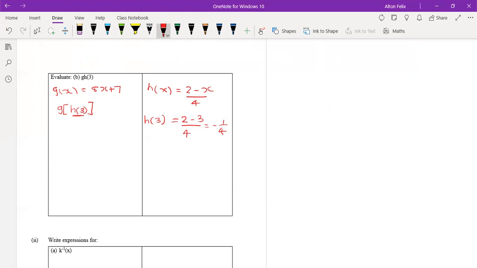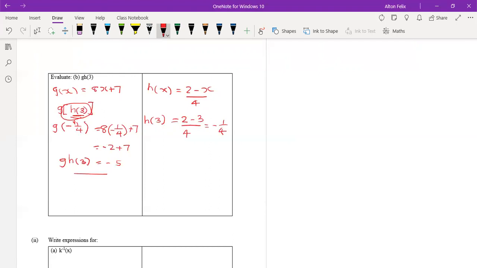Right, and now we ask to find what is g of negative 1/4. Remember, this answer we just worked out to be negative a quarter. So we're going to put negative a quarter into the g function. This becomes 8 multiplied by negative a quarter plus 7. A quarter of 8 is 2, so this becomes minus 2 plus 7. This gives us minus 5. So therefore, gh of 3 is equal to negative 5.